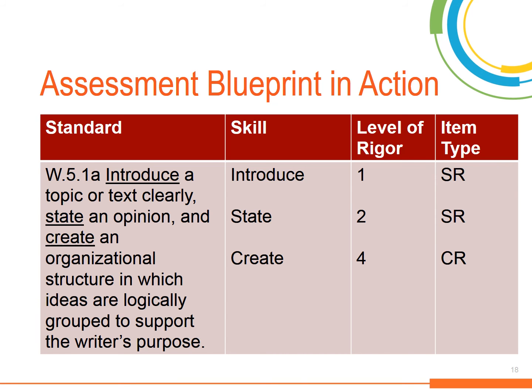Now that we have a clear understanding of the parts of the blueprint, let's look at this sample. Three skills are identified in the standard: introduce a topic or text clearly, state an opinion, and create an organizational structure in which ideas are logically grouped to support the writer's purpose. Introduce, state, and create are the skills in the standard. For each skill, a level of rigor is determined as well as an appropriate item type to measure students' mastery of the skill.